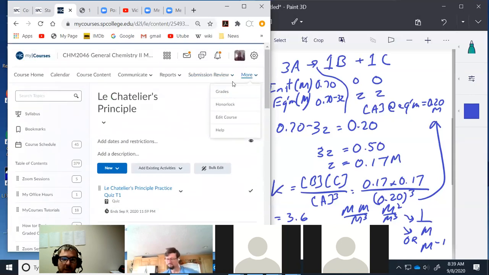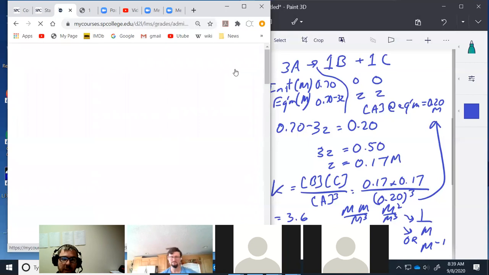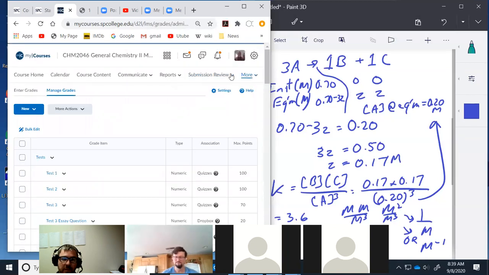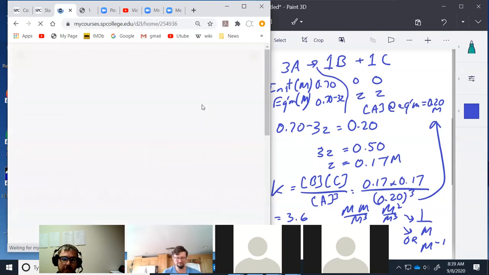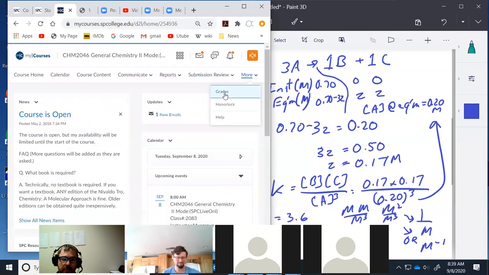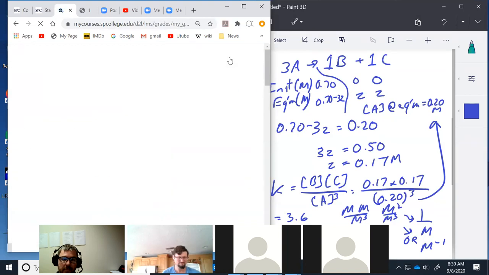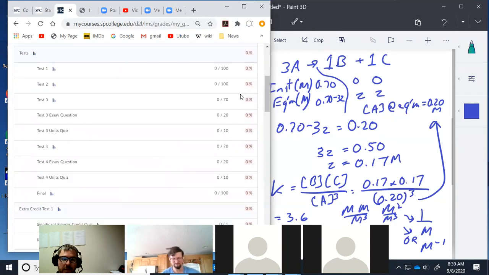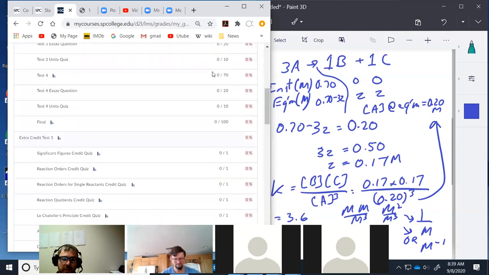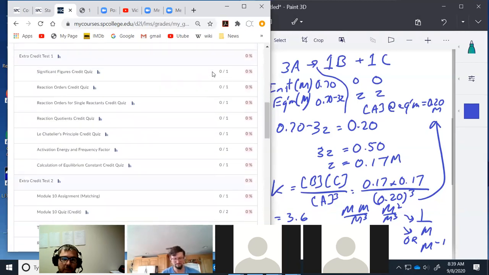And remember, you can always go to your grades section here. I have to go in as a student, see what it looks like for you. So you'll see this is your test 1 grade here. It'll come up. And there's your extra credit quizzes there. So you can always go into grades and see what you've done and what you haven't done.